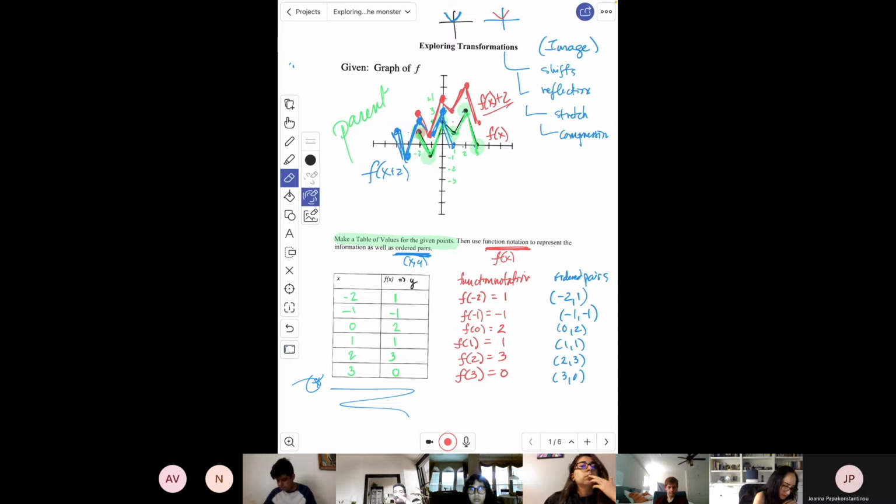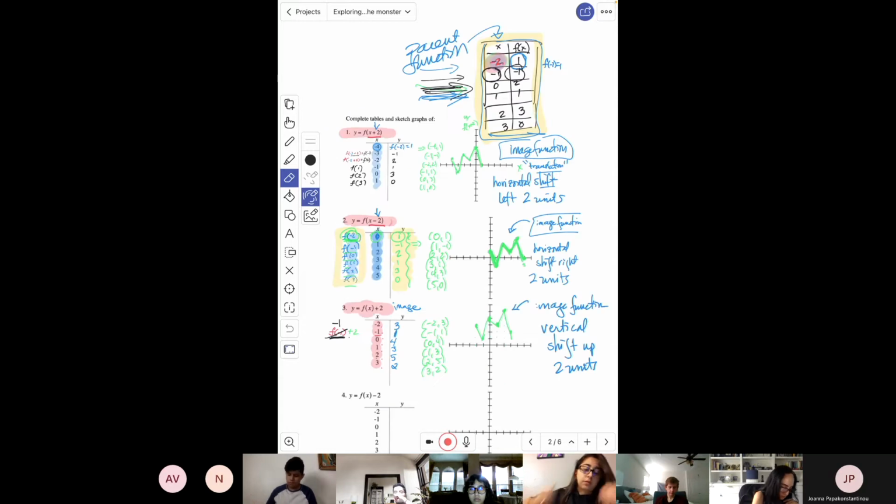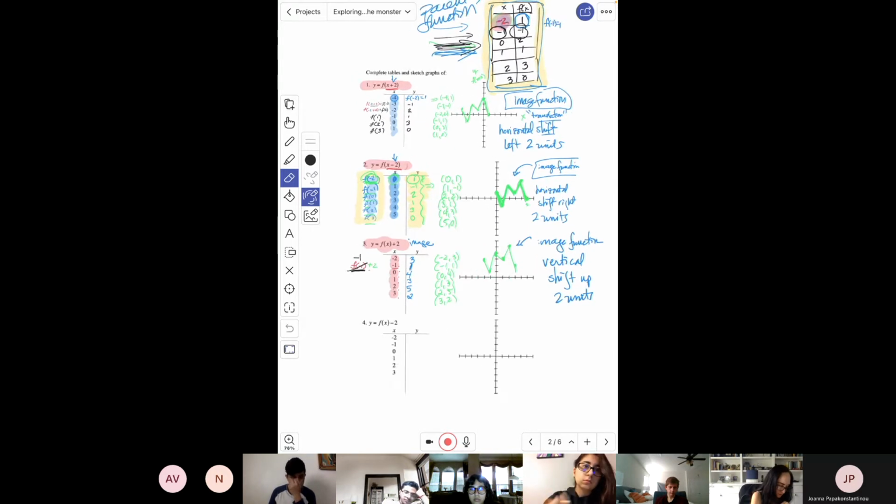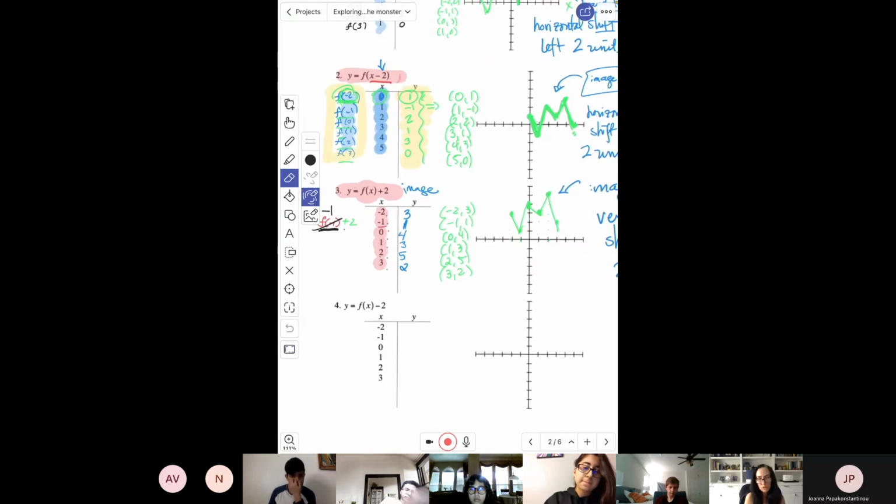Does that make sense? Okay, let's do more transformations. Do you think by just looking at the equation, you know the transformation? Can you tell me the transformations without doing anything? What is the transformation that yields this image function from the parent?